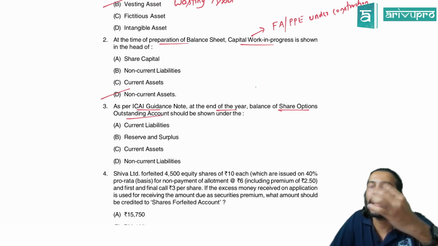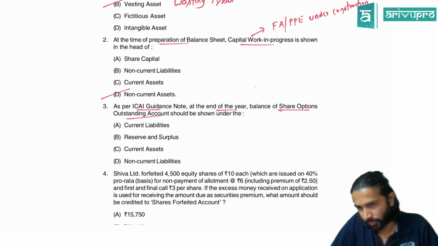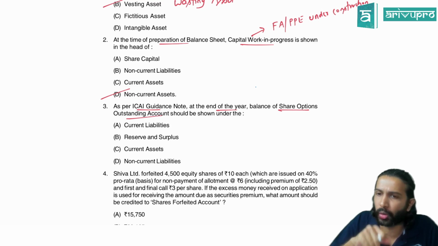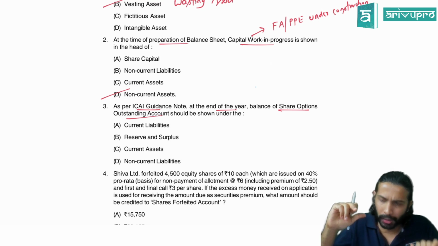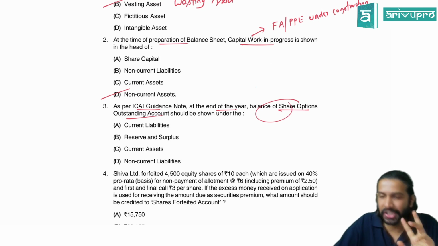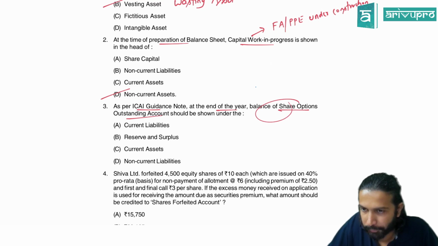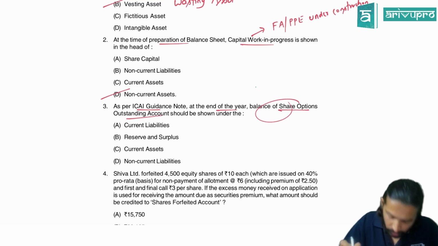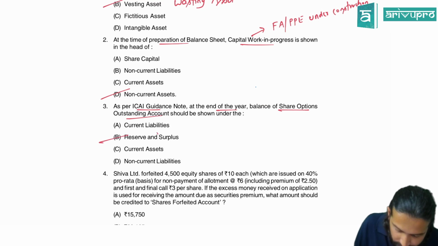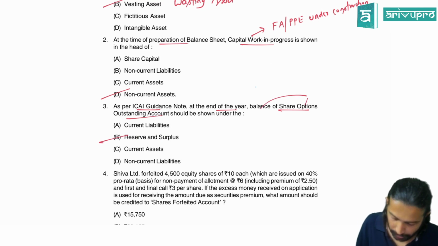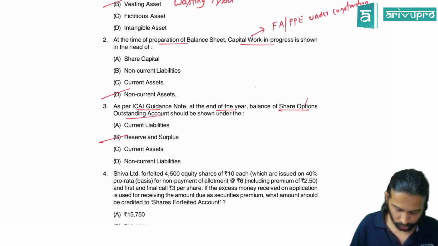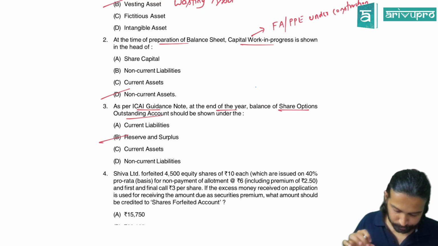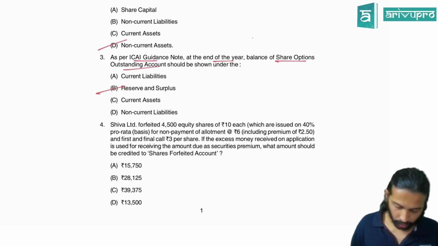If you have given shares to the employees, normally shares come with some conditions, correct? We call those vesting conditions. I told you the vesting period is the waiting period, remember? Till the shares are purchased by the employee, you have to show employee share option outstanding. Where will you show it? Under reserves and surplus itself. So the right option for this is B as in Bengaluru. That's for question number 3.